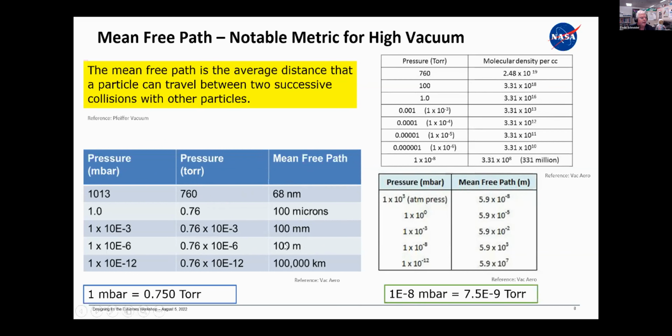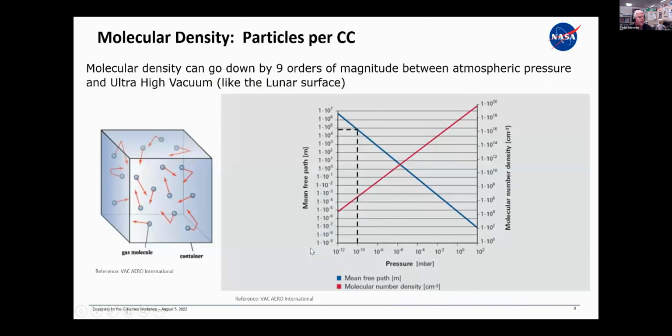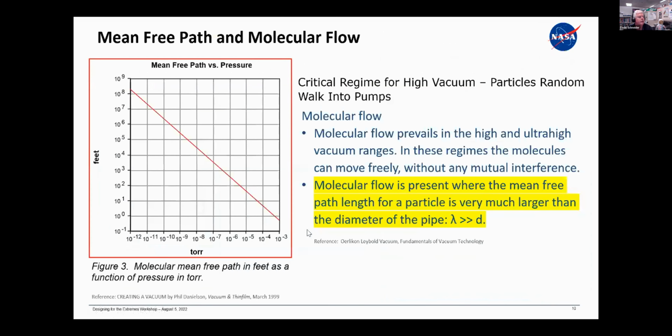So again, this mean free path is really important, and this 100 meters means you're much larger than your vacuum chamber. When you achieve those kinds of conditions, it doesn't really matter if you're at 10 to minus 6 or 10 to minus 12 torr, because these mean free paths are quite long. I won't go into more about molecular density and molecular flow, but a lot of this is about the mean free path being much greater than the diameter of your vacuum vessel.